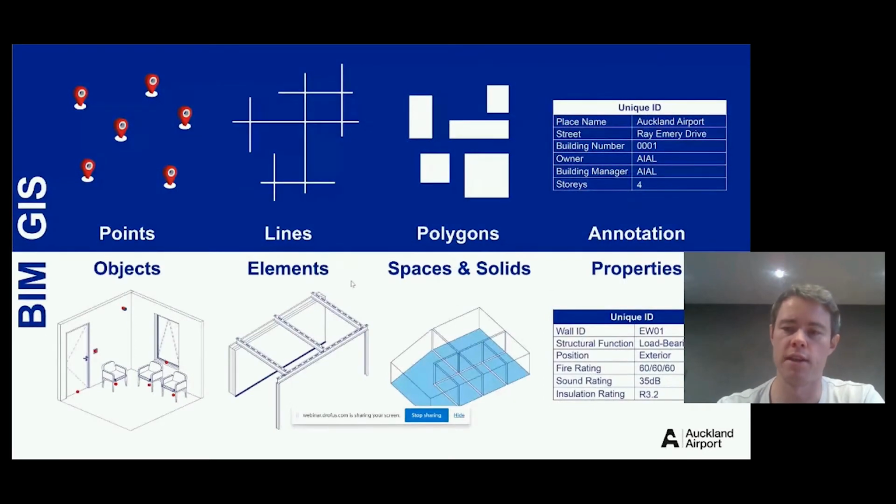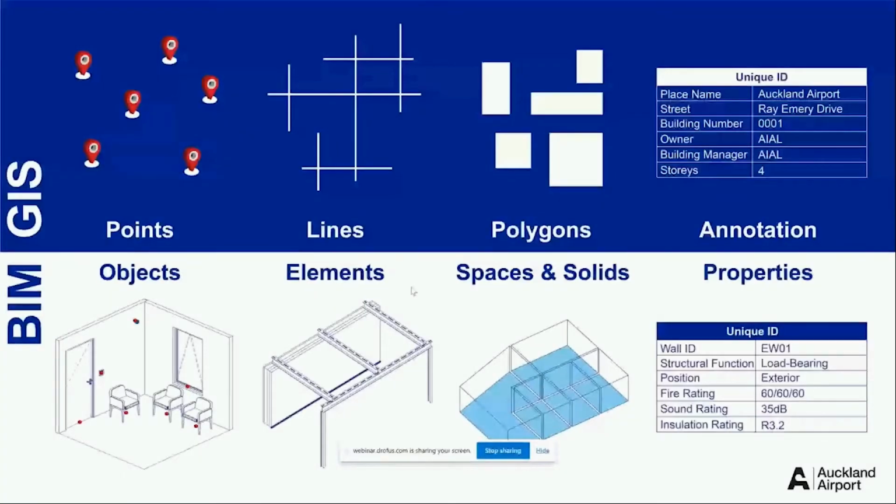A big step with information management at the airport is the fact that we now have both GIS, the Geographical Information System, which has been around for 8 or it might even be 10 years, and we also have BIM for the last 5 years. So we have these tools where we can represent basically our whole built world with points, lines, polygons, and annotation in GIS. And in the BIM world, we're trying to represent things with objects and elements and spaces and solids and properties.